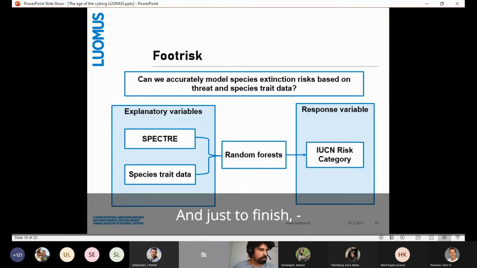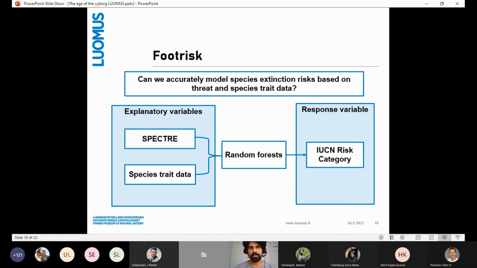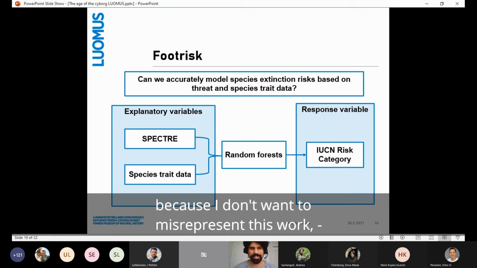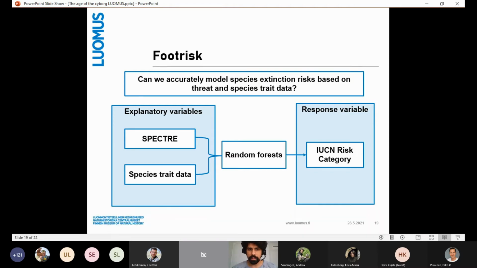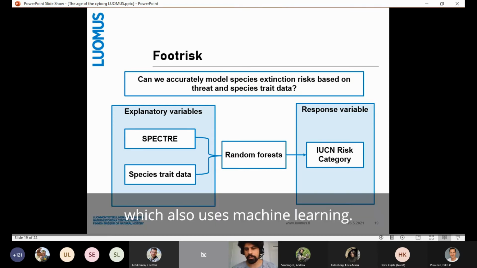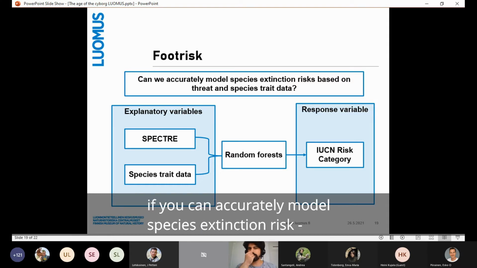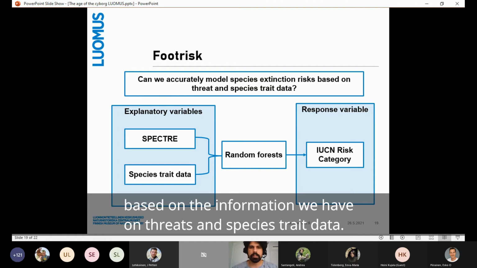And just to finish, I won't speak too much about this because I don't want to misrepresent his work, but my coworker Philippe Chichot is developing project Foot Risk, which also uses machine learning. He's trying to understand if we can accurately model species extinction risks based on the information that we have on threats and species trait data.